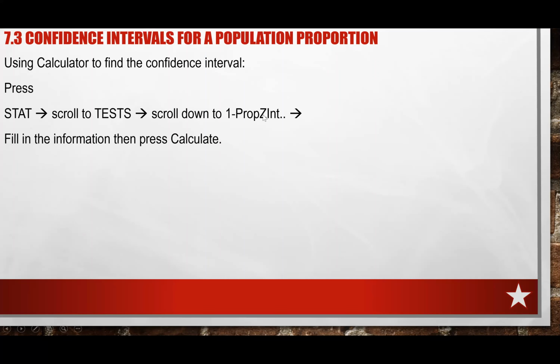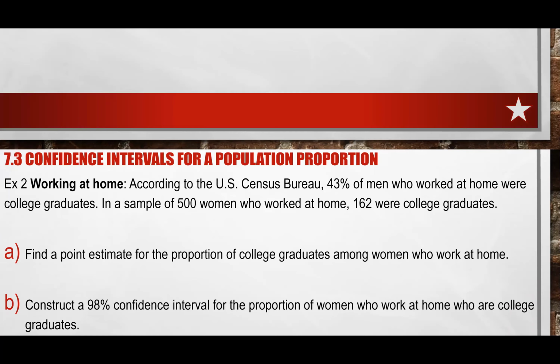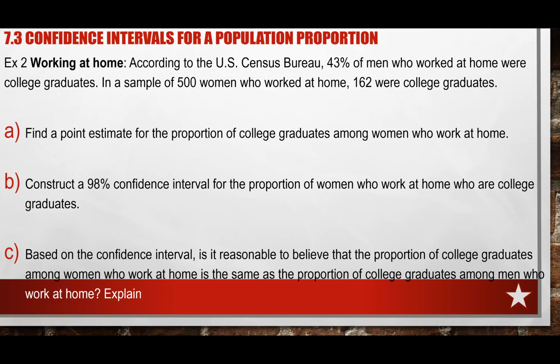Reminder, it is 1-PropZInt, not 1-PropZTest and not 2-PropZInt. So again, it's the 1-PropZInt. Let's take a look at the problem we have. I don't think we did this yesterday. If we take a look at this problem, part A asks you to find a point estimator. But let's take a look at the information.